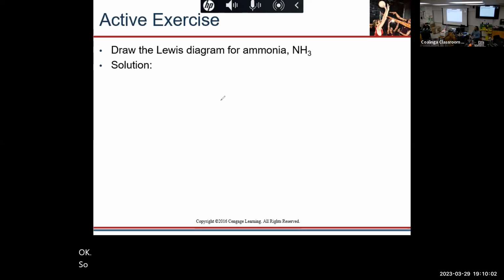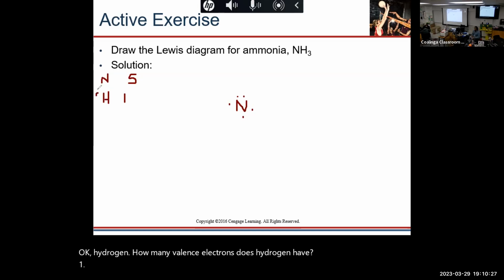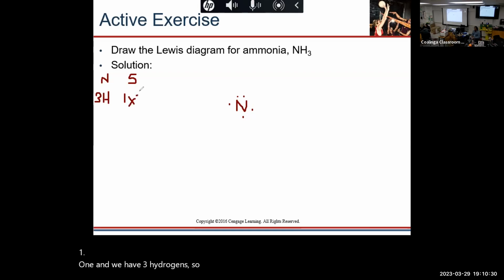So nitrogen, how many valence electrons does nitrogen have? 5. It has 5. Okay, hydrogen. How many valence electrons does hydrogen have? 1. And we have 3 hydrogens, so 3 times 1. So we have a total of 8 electrons to work with.